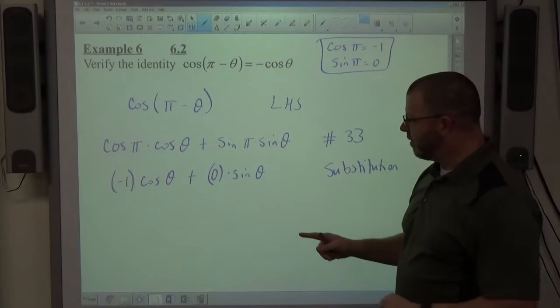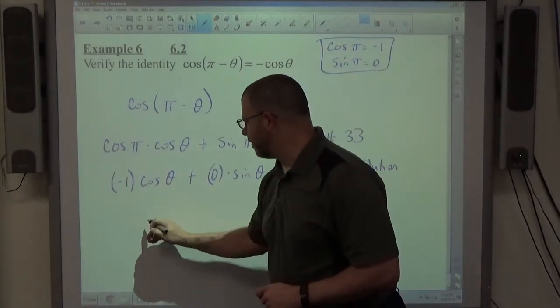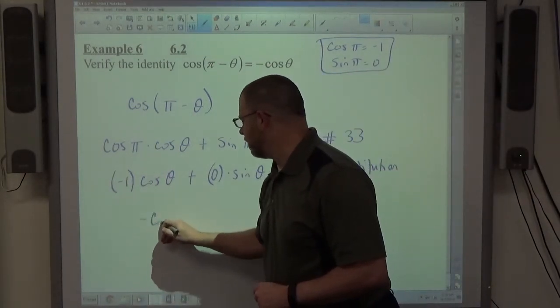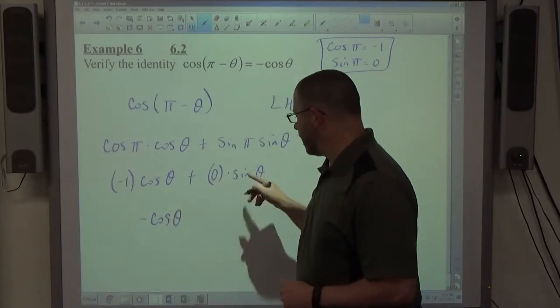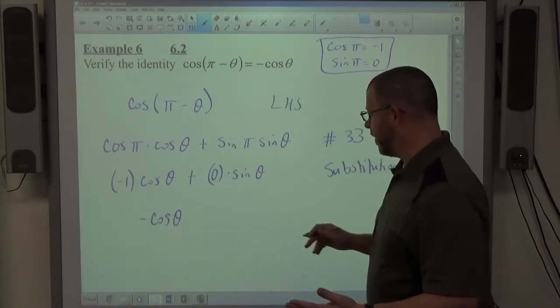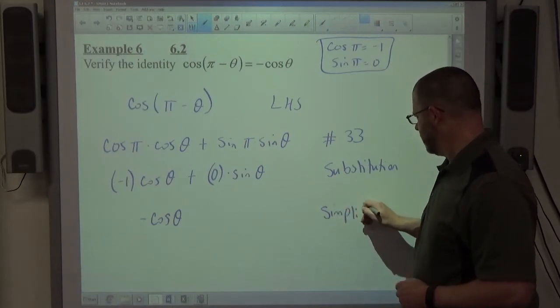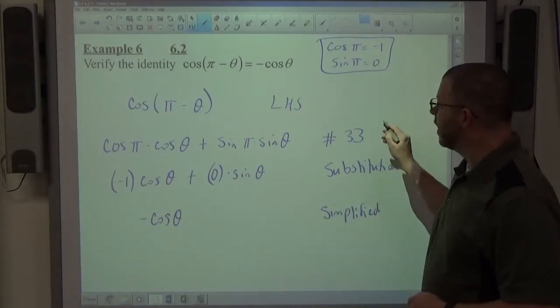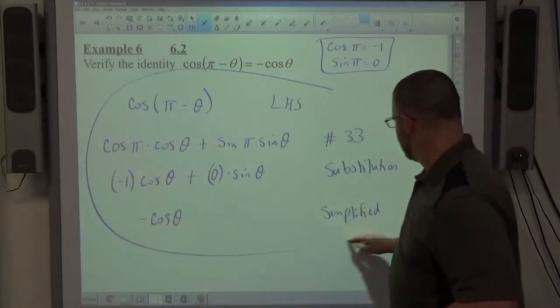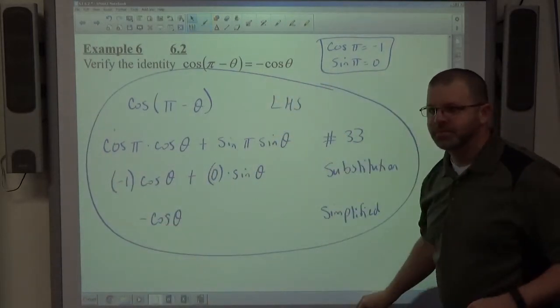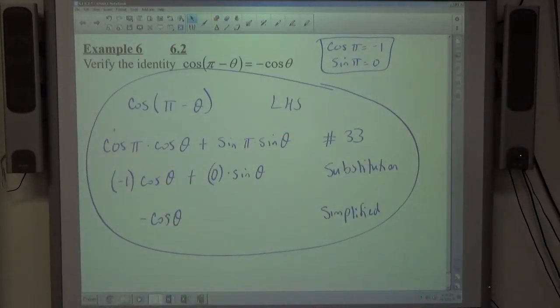All right? And if I just work it out, -1 times cosine of theta is going to be negative cosine of theta. 0 times sine of theta is 0, so plus 0, and that's just going to be simplified. And just like that, we get a nice, easy trig identity verification.